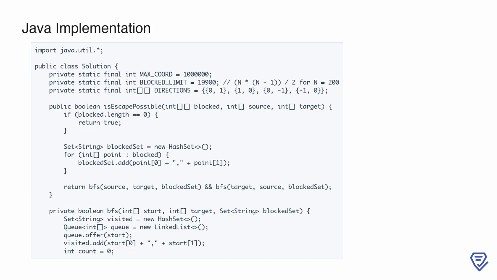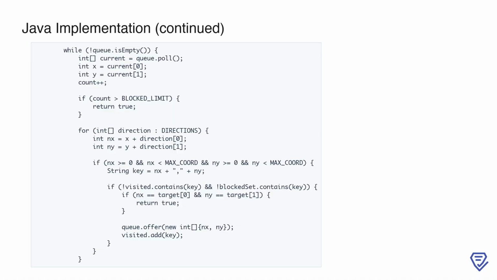The main method, isEscapePossible, takes the list of blocked cells, along with the source and target positions. If there are no blocked cells, we can immediately return true, as there's nothing obstructing the path. Otherwise, we store the blocked cells in a hash set for efficient lookup. The solution to the problem is determined by performing a breadth-first search, or BFS, twice, once from the source to the target and then from the target to the source. This ensures that we account for cases where one direction might be open, but the other is enclosed.